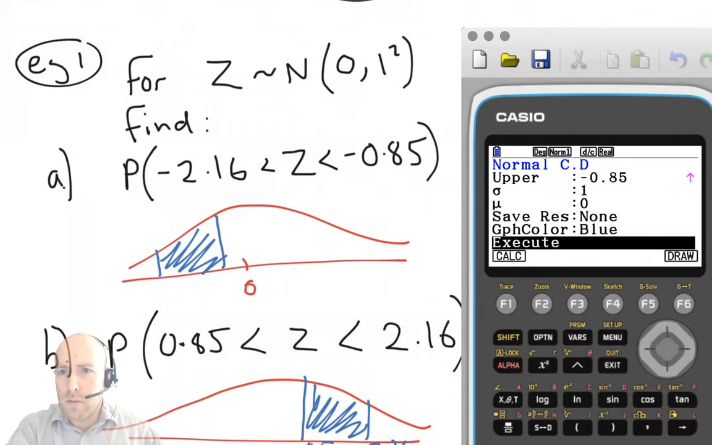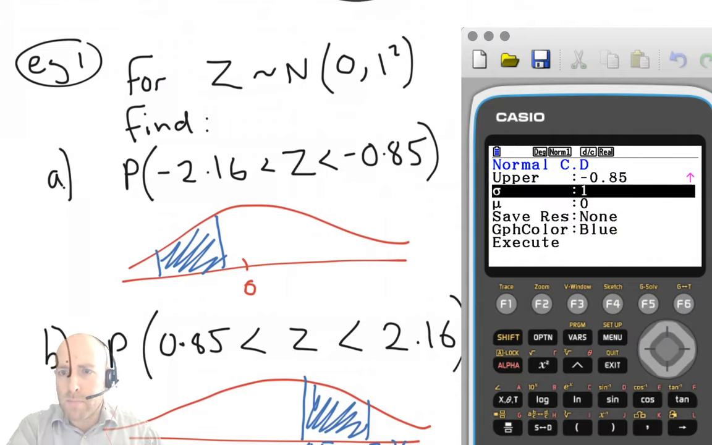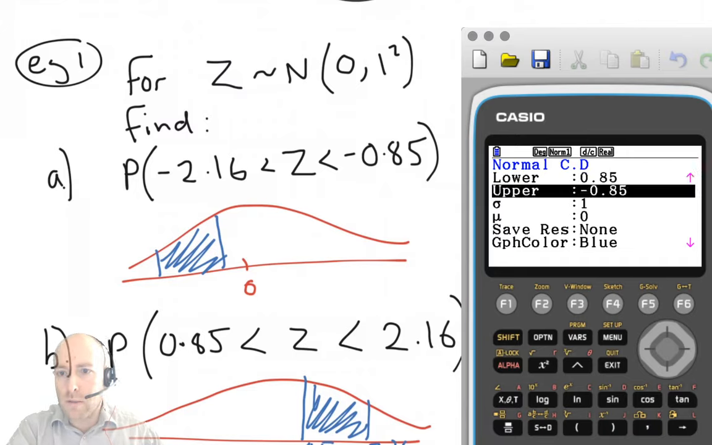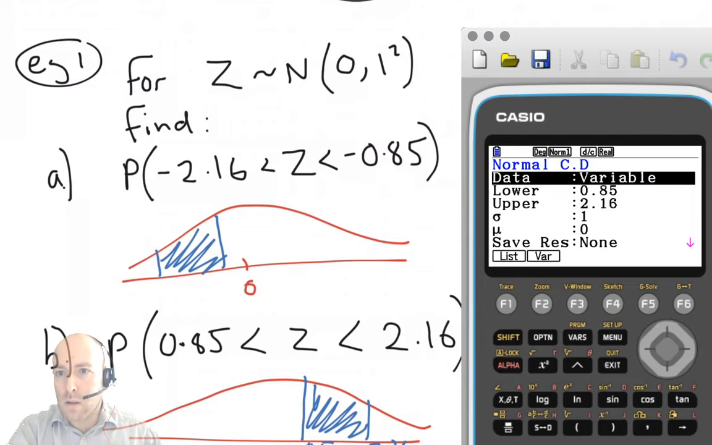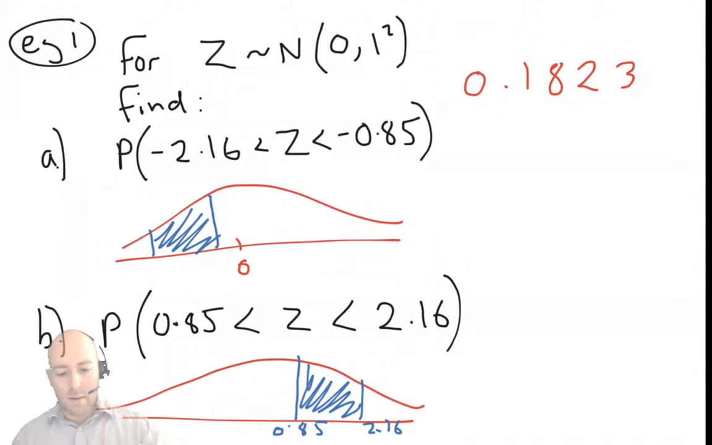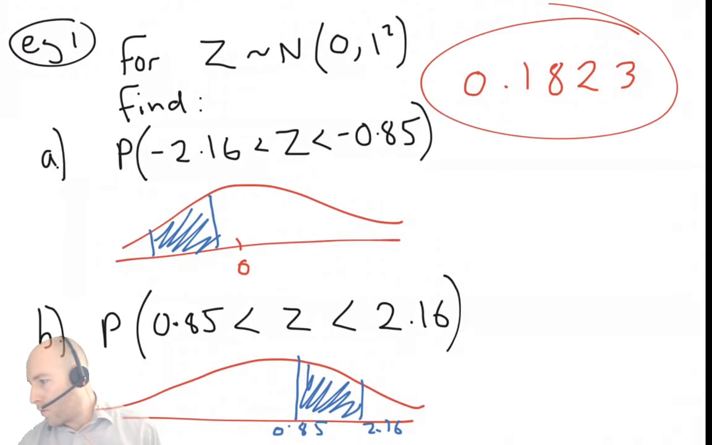Go back, do the other one as well, just to show you guys it's the same thing. So we got this time 2.16. Oh wait, 0.85 is our lower. And 2.16. And there we go, same thing. Cool. So yeah, there's our answer to both of these, 0.1823. But yeah, always sketch them, please. The amount of time it takes is definitely worth doing. Okay, what's next? Moving on.